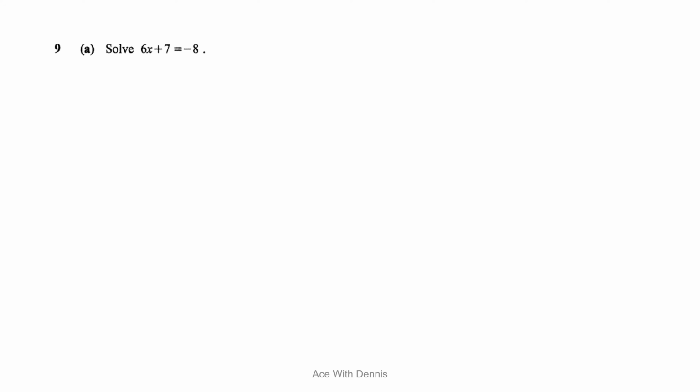Question 9a. Solve 6x plus 7 equals negative 8. 1 mark. So given 6x plus 7 equals negative 8, we move the 7 to the right hand side, it becomes 6x equals negative 8 minus 7. Then we move the 6 from the left to the right, it becomes division, and we get x equals negative 15 over 6, which can also be represented as negative 2.5. Hence, negative 2.5 is the answer.